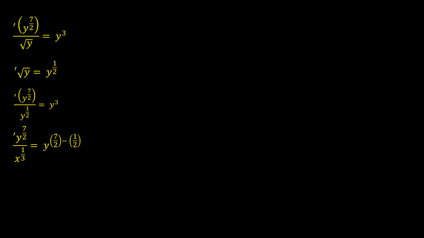Apply the quotient rule of exponents. A to the power of m divided by a to the power of n equals a to the power of m minus n.